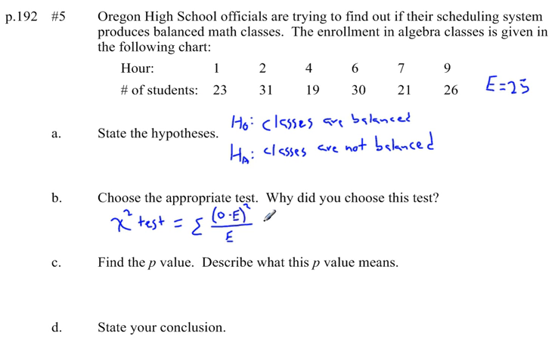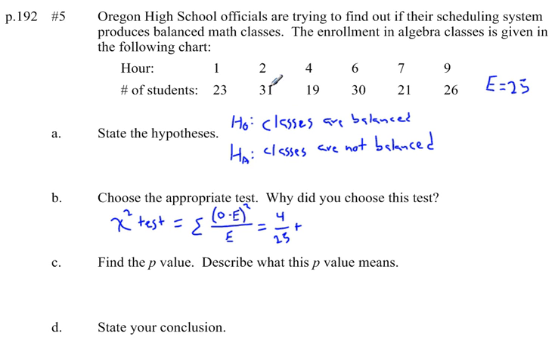Okay, so here's what we have to do. We have to take every number up there, subtract 25, square that value, and then divide by 25. So first thing we have to do is take 23 minus 25, which is negative 2, square that, divide by 25. So negative 2 squared is 4, and we'll divide that by 25. Now, this summation means we need to do that for every one of these values and then add them all together. So we're going to have a list of 6 values.